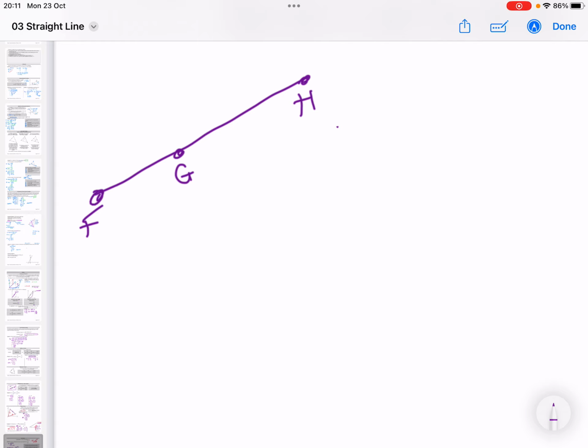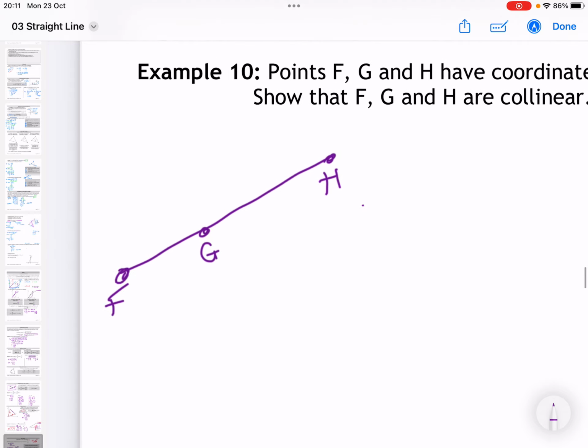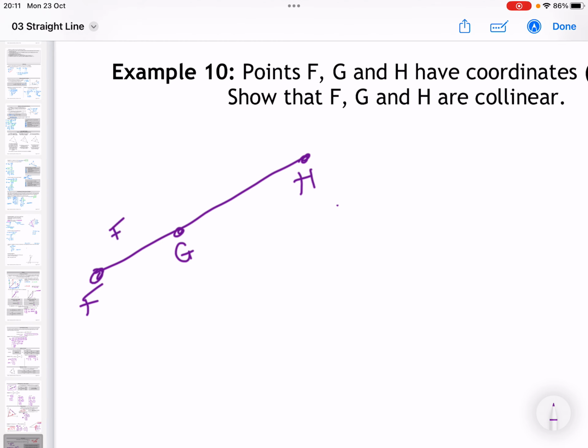Now, to do that, we want to find vector FG and vector GH. They may not always be the same distance between them, but that's where we will see that there may be a common factor in the components that we could then take outside and put outside the bracket like we did when we were multiplying by a scalar.